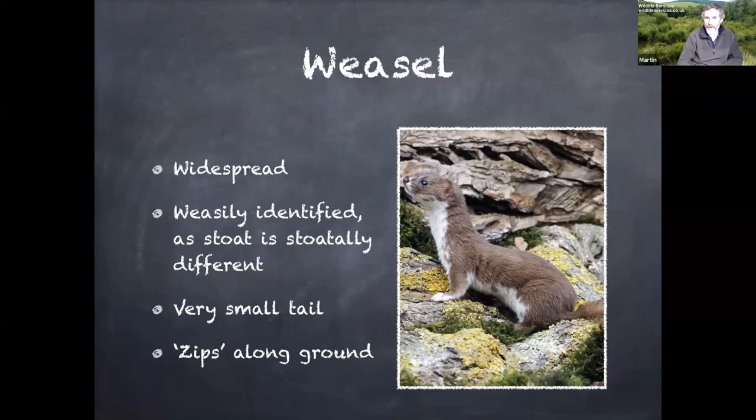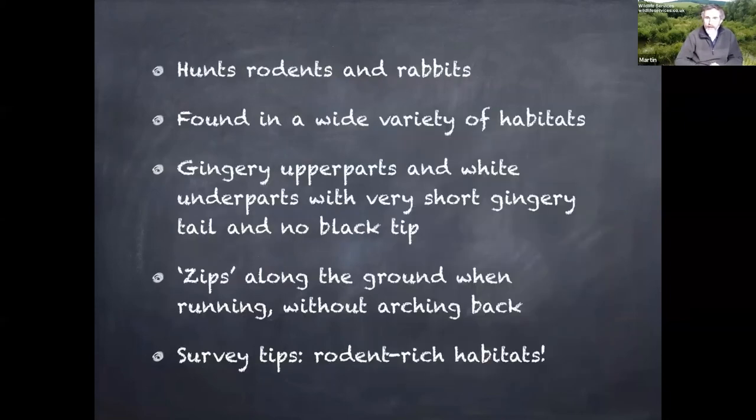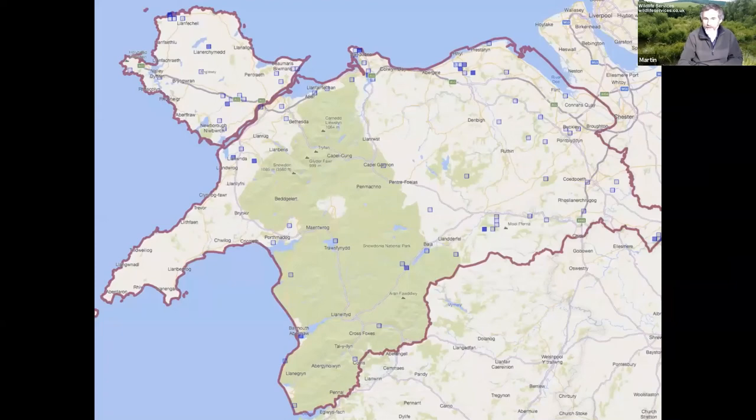They hunt rodents and even rabbits, which are much, much bigger than they are. Wide variety of habitats. They're very gingery, so quite distinctive animal, quite distinctive coloration. There's no survey tip really for these, except they need rodent-rich habitats. So if you've got a rodent-rich habitat, there's a very good chance you've got weasels there, but they're very difficult to spot. That's the known distribution. They're probably pretty much everywhere, except again on the high mountain tops, but under-recorded. So if you do know where they've been seen, then please put your records into Cofnod and we can fill in some of the gaps.